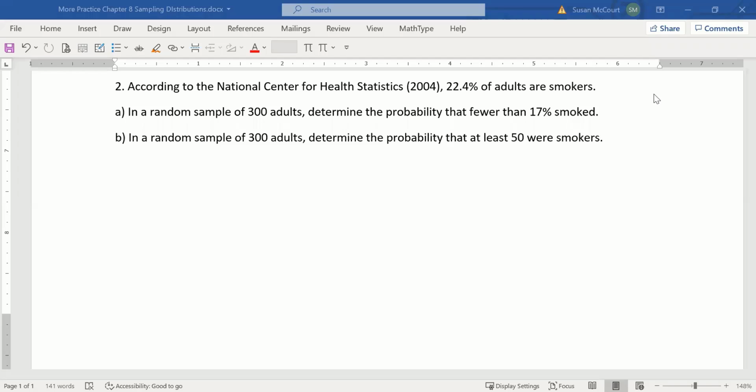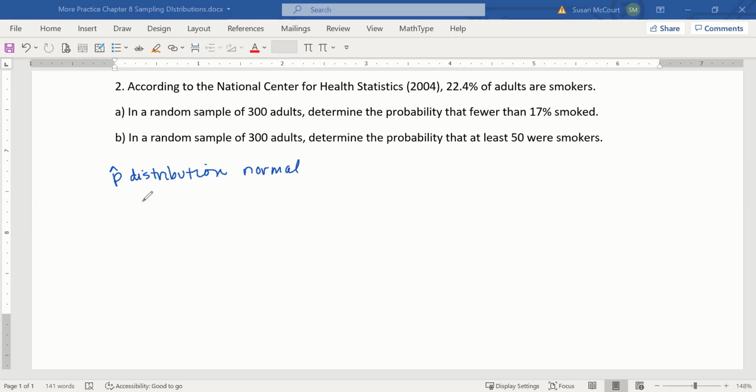Let's look at the second question. It's also a random sample of 300 adults, so we don't have to test again. We know it's normal. And we're determining the probability that at least 50 were smokers. So we'll use the same information from here, that we are using the p hat distribution, which is normal because of np, n(1 minus p) is greater than 10.